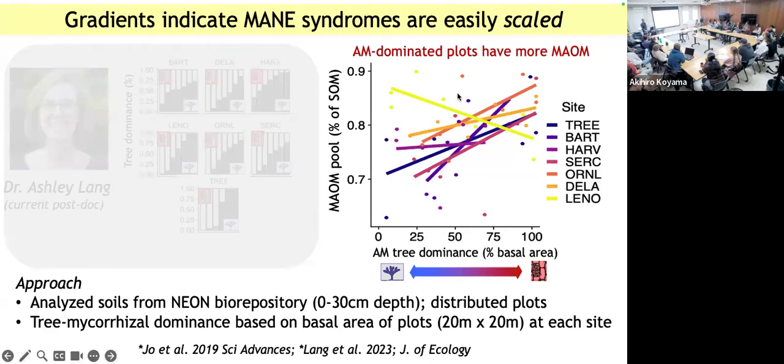One site, Lenoir Landing, is a bottomland forest in Alabama. We're not entirely sure why that site was so different; it has very unique mineralogy. But we're encouraged to see that when you go out and look for these syndromes, they are noticeable not just in our Indiana forests, but also across a wide range of forests across the eastern US.